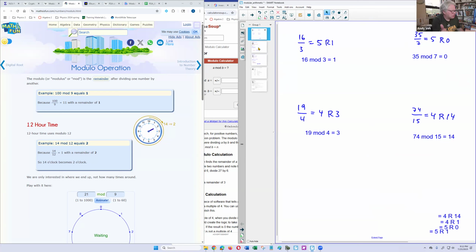So here's the first thing. That's actually really simple. Just divide, look at the remainder. That's actually it, modular arithmetic.